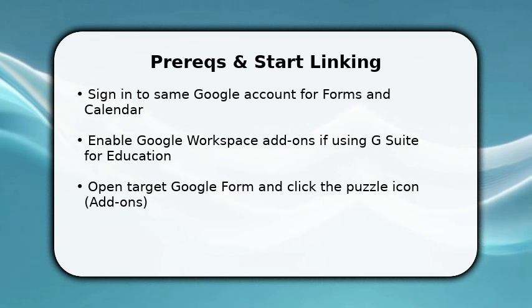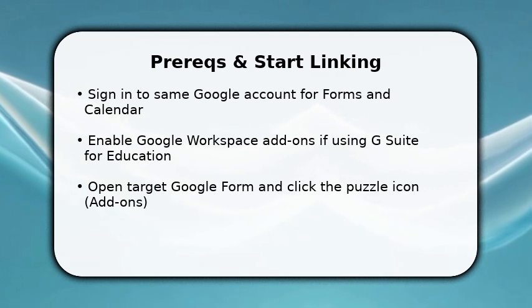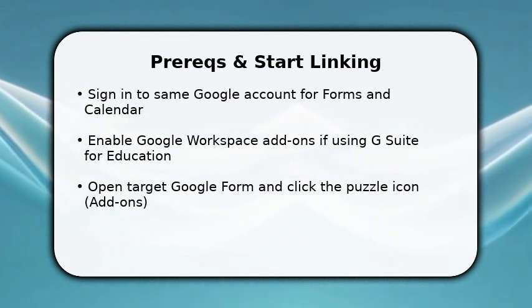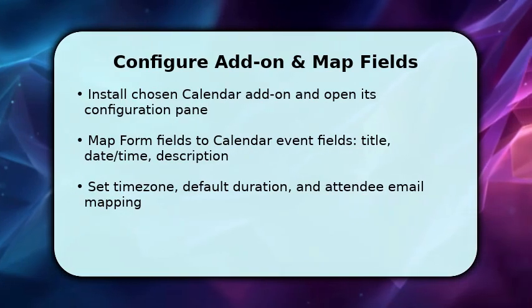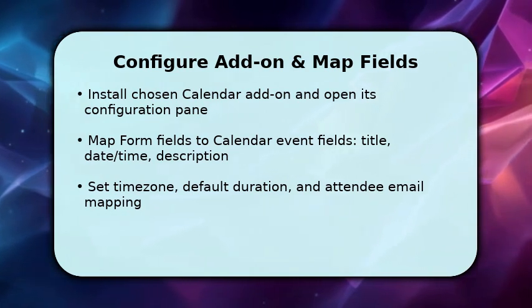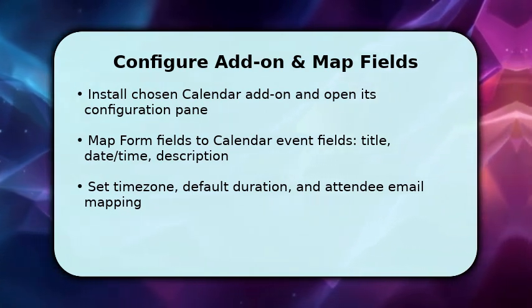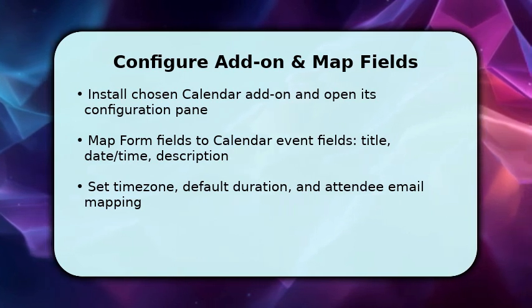Make sure to grant requested permissions promptly. This avoids later auth errors and speeds the linking process. Next, install and open the chosen calendar add-on, then follow its configuration wizard. You map form fields to calendar event fields, assign a title, date and start time, and description, because calendar needs structured inputs to create events.